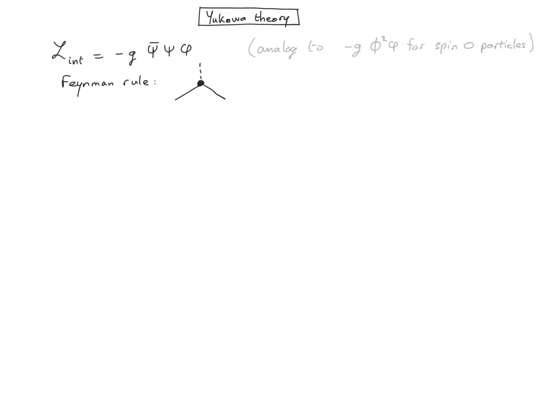So the dashed line represents the scalar boson phi. And in order to distinguish between psi bar and psi, we are going to have an arrow pointing toward the vertex and one pointing outward the vertex. And now the value of the vertex is minus Ig. So as an example, let's consider the scattering of a proton with an antiproton. We have 2 tree diagrams contributing to this amplitude in the lowest order.